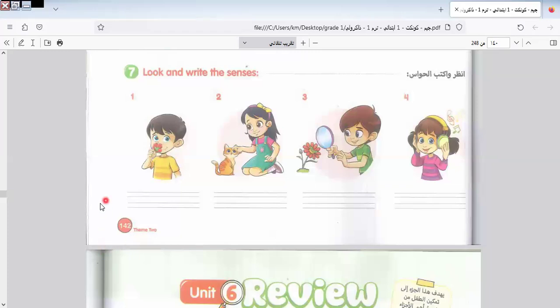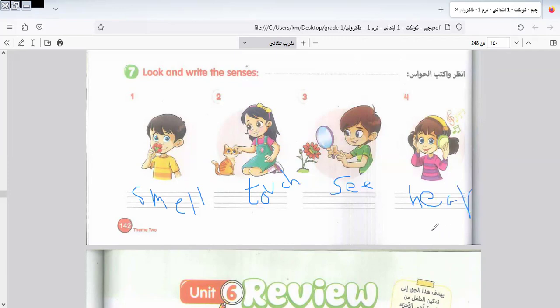Okay, here we have what is this boy doing? This boy is smelling. So I write here, smell. Okay, here is touch, and here is see. Here is hear. Sorry, not here. Here. Okay, here she's hearing. Here, see, touch, and smell.